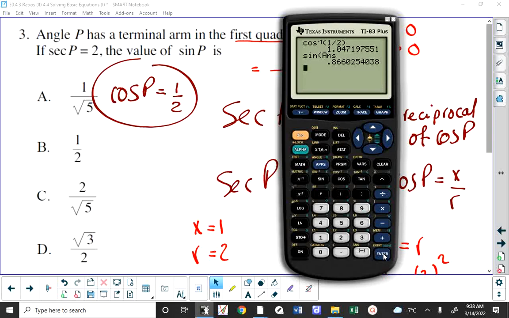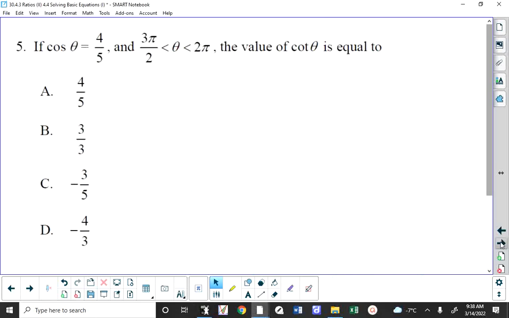Go ahead. 5? Certainly. So we're given cosine, and really, I know I was guilty of going too fast on Friday, and I apologize for that, but at some point, everybody here needs to graduate to the point where you say cosine of an angle is 4/5. Oh, x is 4, r is 5. Right? Some of this should be becoming more natural to you, more obvious, more known.